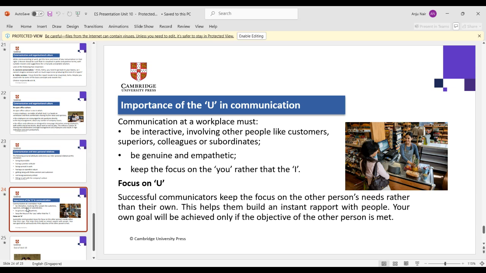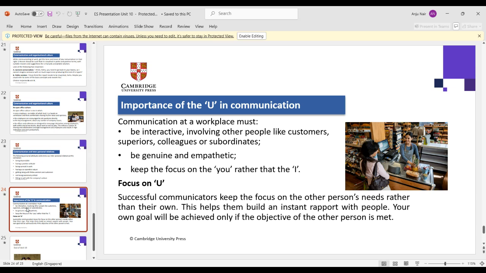So help them build trust, instant rapport with people. It is only then that you will be able to achieve your goals, that is, when the other person's goals or objectives are met. That is the importance of you. So always give importance to the other person. It is not selfishness that matters here. It is not I that matters here. It is the other person. So the importance of empathy again. Be earnest, be genuine, and be empathetic.